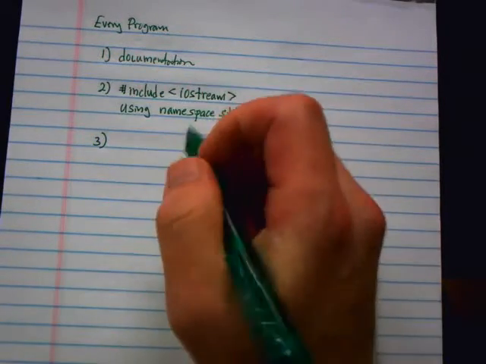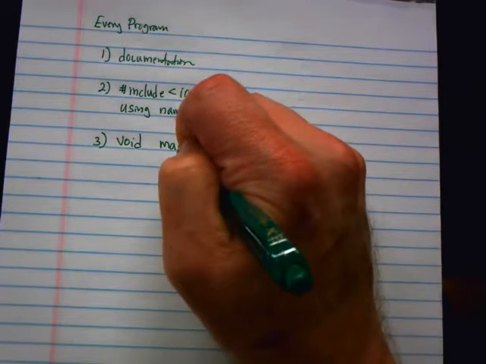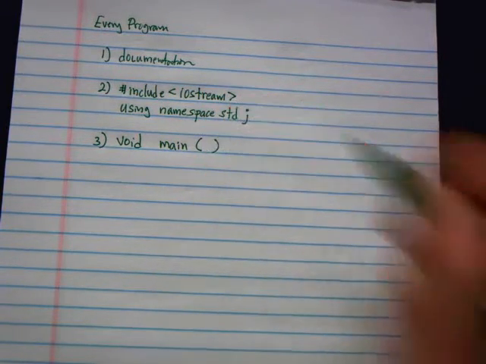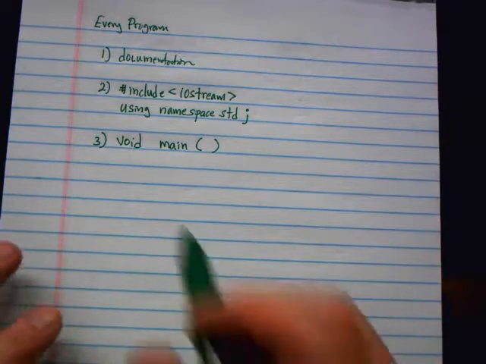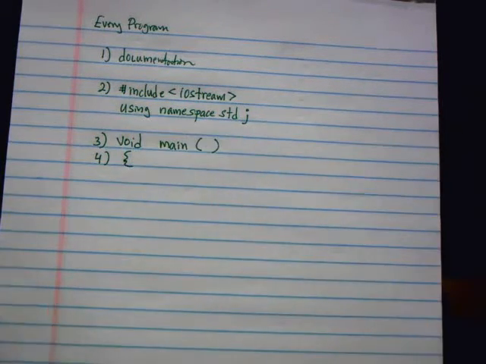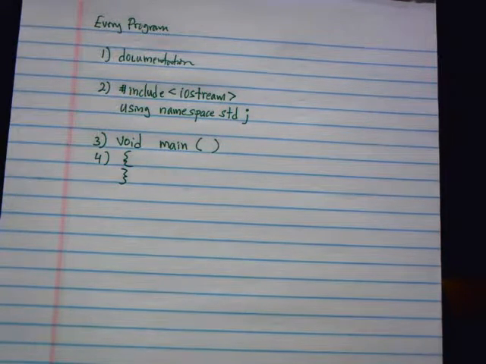The third thing that's going to show up, and you see it here in this program, is you're going to have void main, a set of empty parentheses like that. And then the fourth thing you need is you need a curly bracket to start your program and a curly bracket to end your program. Those are the four things that you will need to put in every single program that you write in this course. Questions about that?